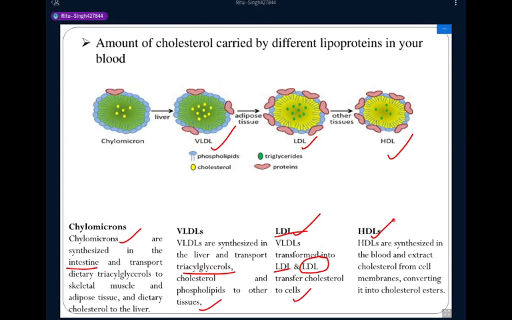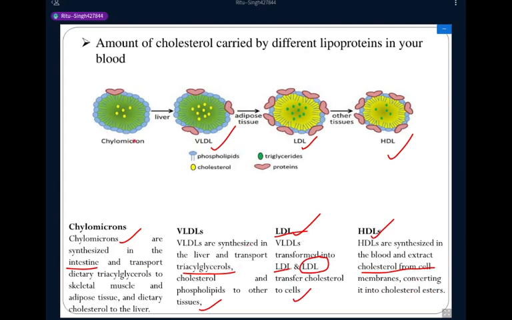And the last component is high density lipoprotein. High density lipoproteins are synthesized in the blood and extract cholesterol from cells. This high density lipoprotein helps extract cholesterol from the cell membrane, converting it into cholesterol ester, whereas the low density lipoprotein helps deposit cholesterol into the cell. So is this clear to everyone?